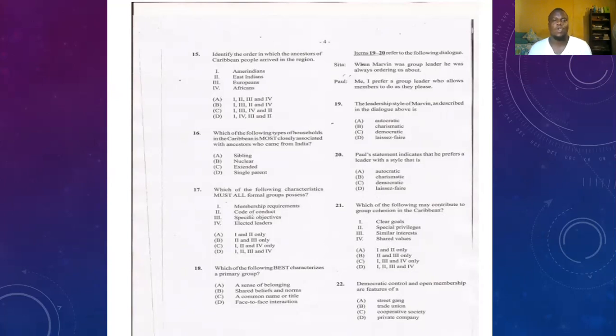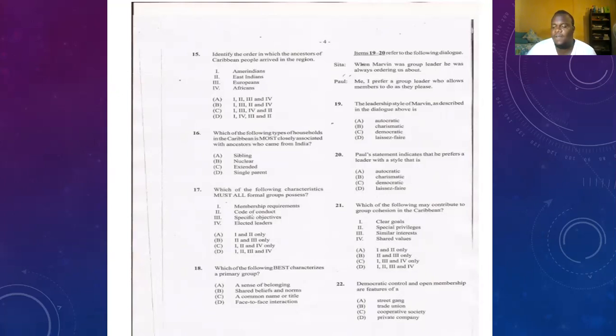Number 16. Which of the following types of households in the Caribbean is most closely associated with ancestors that came from India? So is it A, sibling, B, nuclear, C, extended, D, single parent? Answer for 16 is C, extended, right? That is traditional Indian families, extended.